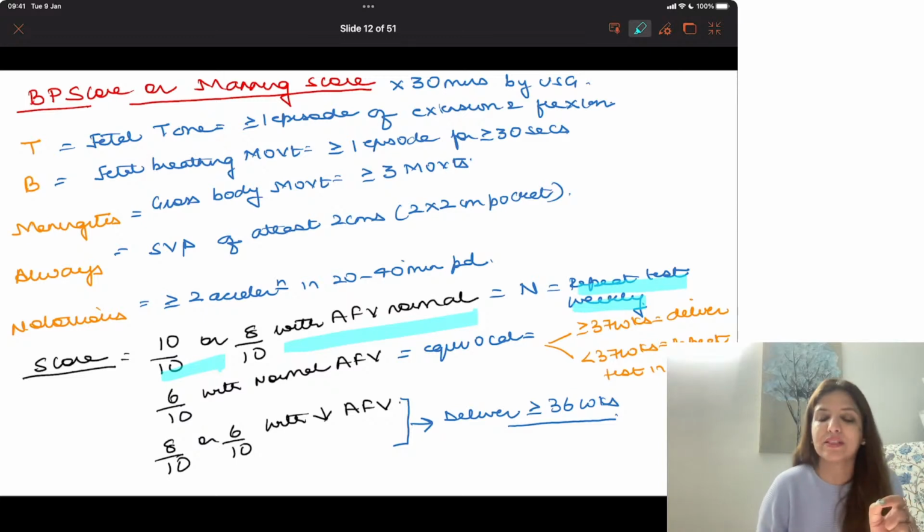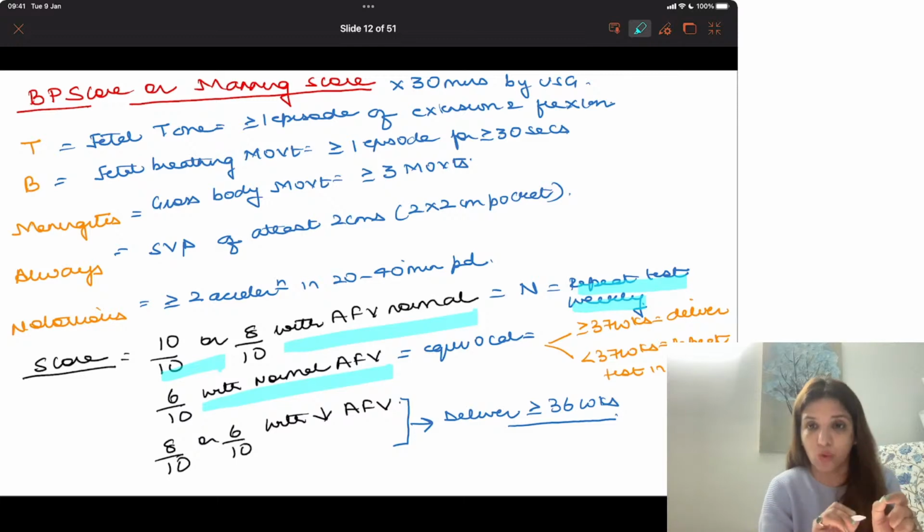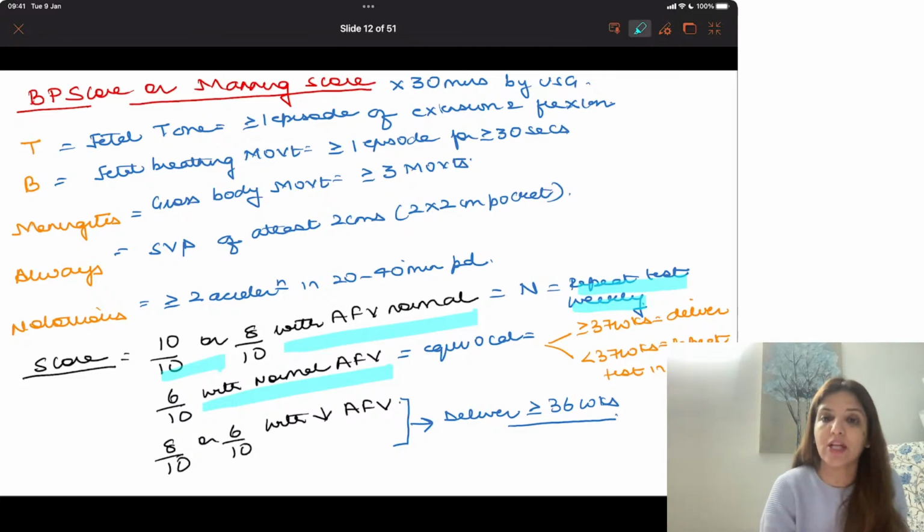Now, if the score is coming as 6 by 10 and the amniotic fluid volume is normal, in this case it is called an equivocal score. In case of an equivocal score, the next step depends upon the gestational age. If the gestational age is more than or equal to 37 weeks at a score of 6 by 10, you have to deliver the patient. And if it is less than 37 weeks, then you have to repeat the test in 24 hours.